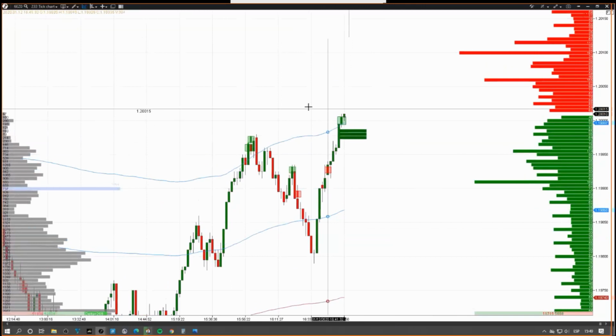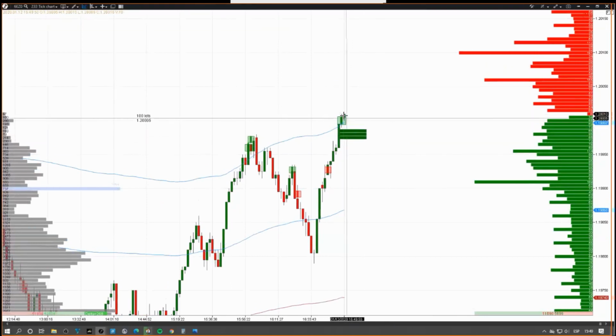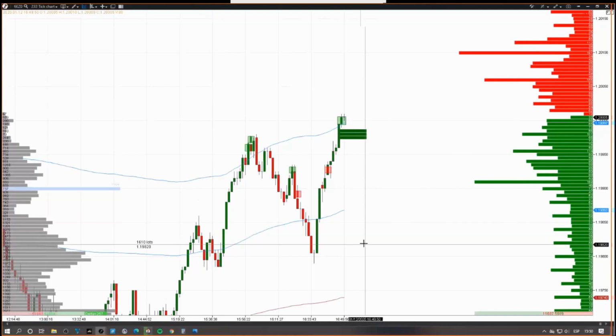And I also have an indicator. These boxes here are for big trades. I set it up for big trades. You can set it up as well.